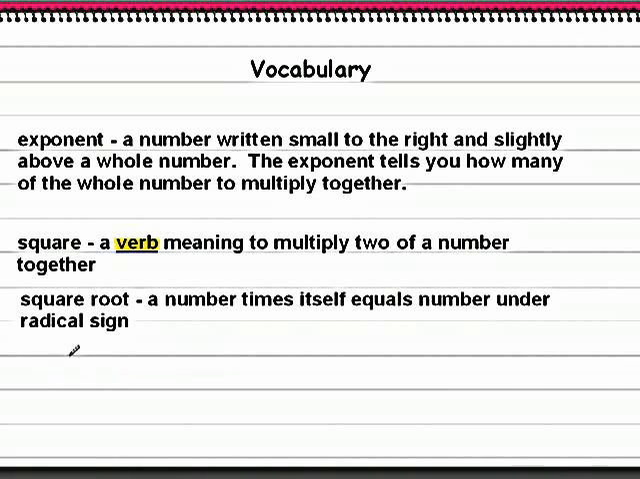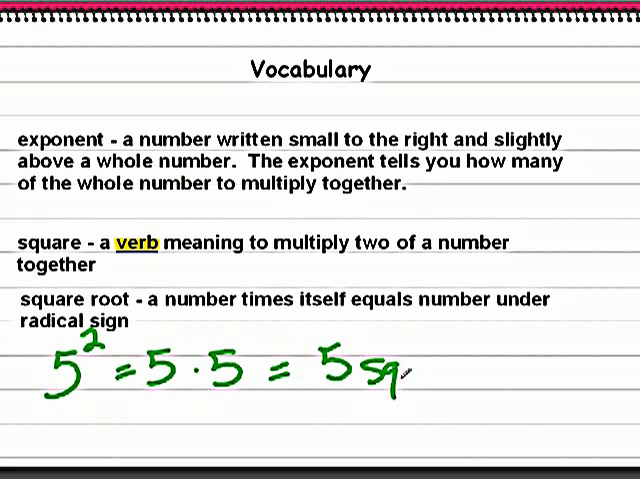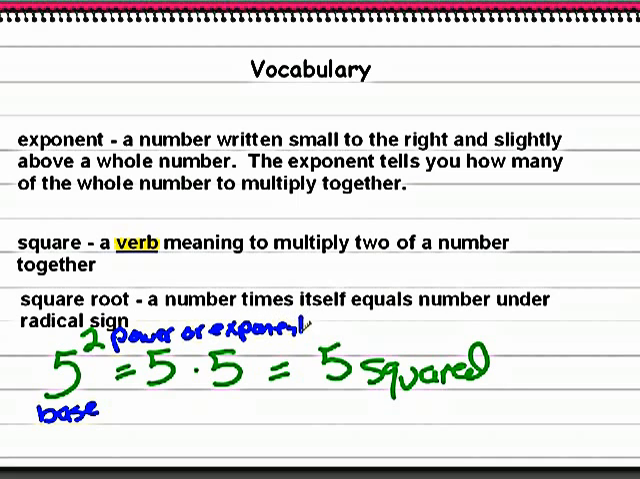Alright, so squared. Let's say we have 5 to the power of 2. What this really means is 5 times 5, also written as 5 squared. The 5 is called your base. And this 2 right here is called a power, or it is also called an exponent.